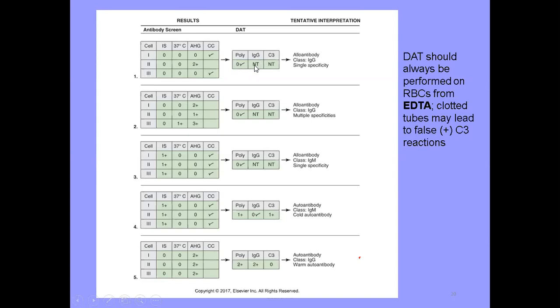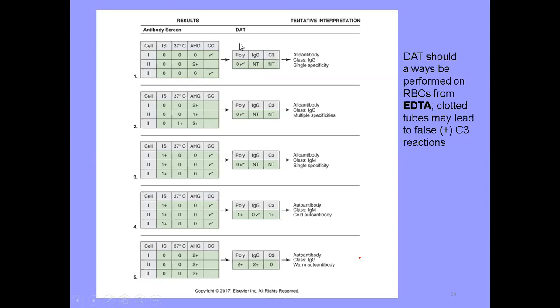So there was really no need. This NT means not tested. There was no need to test monospecific IgG and C3 because this was negative. The reason why they would go on and do the monospecific would be to see, if we got a positive with poly, what's making it positive? Is it IgG coating those cells or C3?